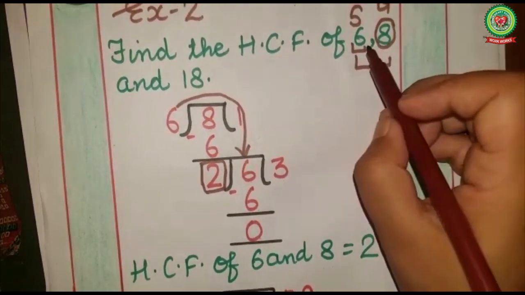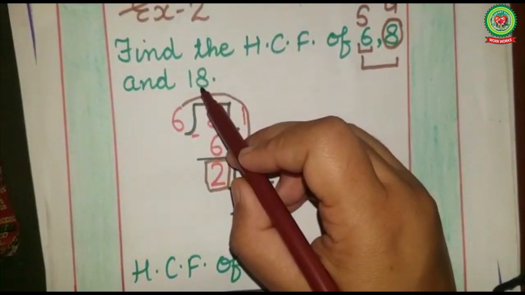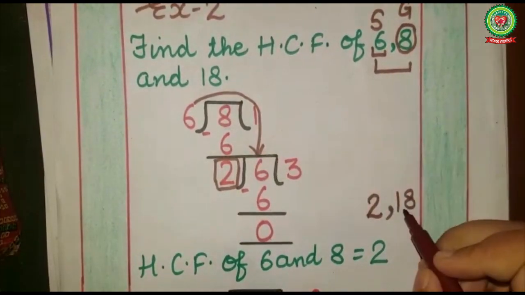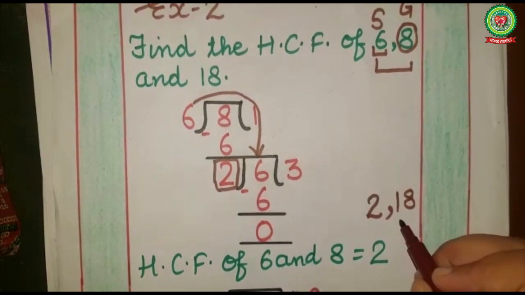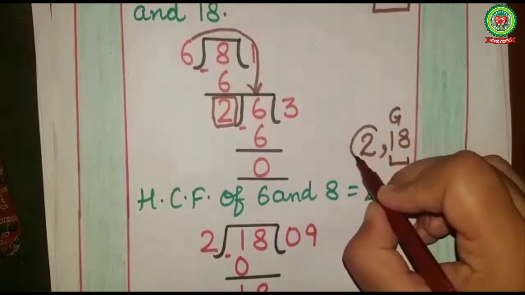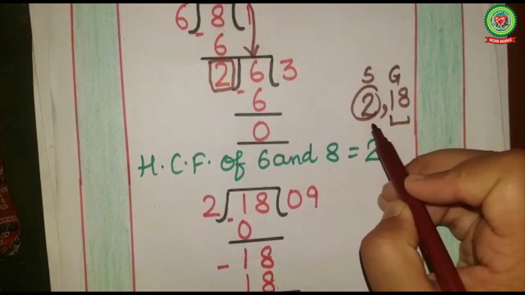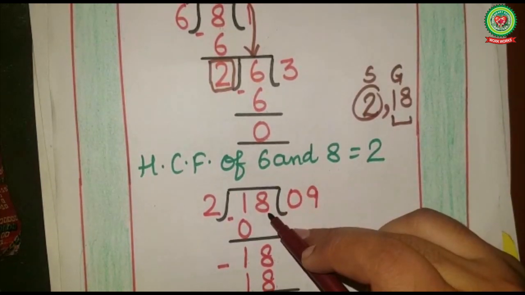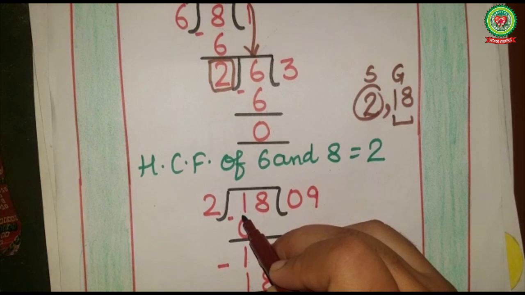Now student, I got answer of HCF of 6 and 8. 18 is left. Now we will divide 18 by 2. Now compare. In between 2 and 18, which number is greater? Yes, 18 is greater and 2 is smaller. That means smaller number, that is 2, will become the divisor, and greater number, that is 18, will become the dividend. Now check, on 2 table 1 comes or not.